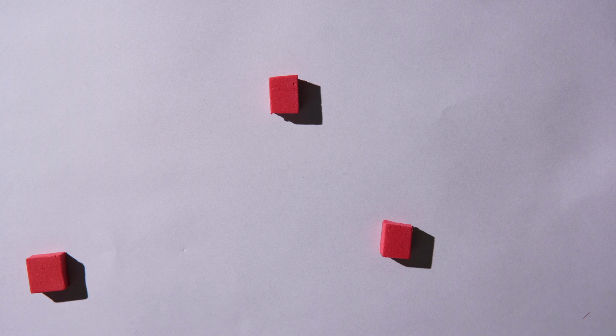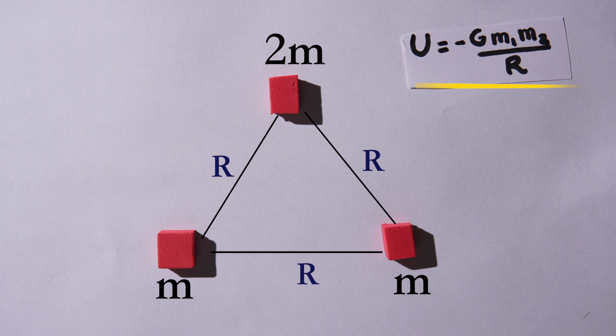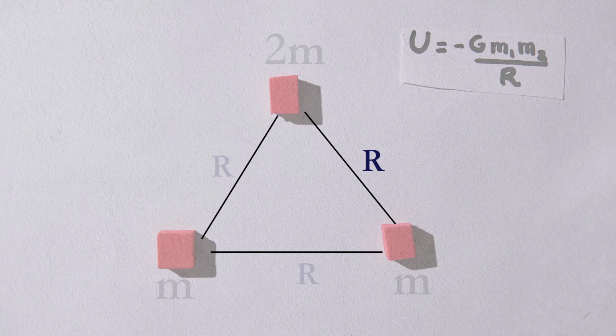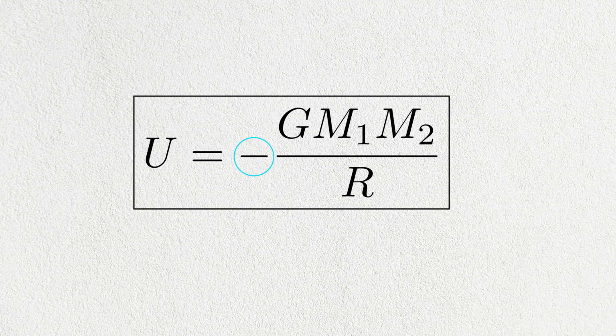But how do we find the total potential energy stored in a three-mass system when the equation we know only works for two masses? But there's something even more interesting here. Why is there a negative sign in the gravitational potential energy equation? Let's figure that out first.